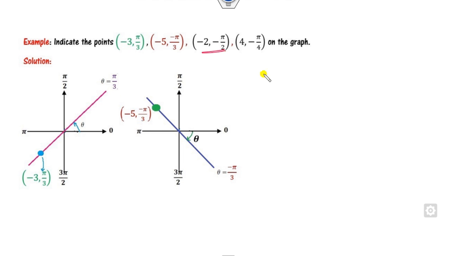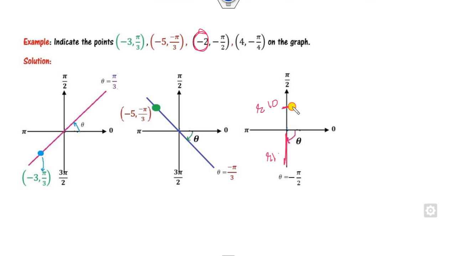Here you have to write minus pi by 2. So this is my plus pi by 2. How do you write it as a negative? So this is my minus pi by 2. And here I consider r as negative. On this side r is positive, so on this side r is less than 0. So I can take this as minus 2 comma pi by 2.